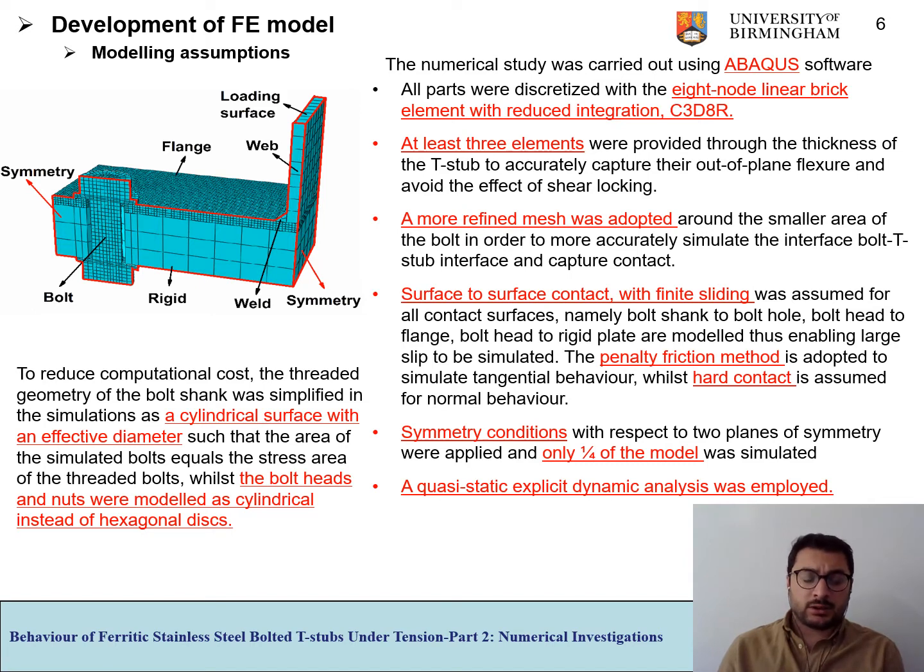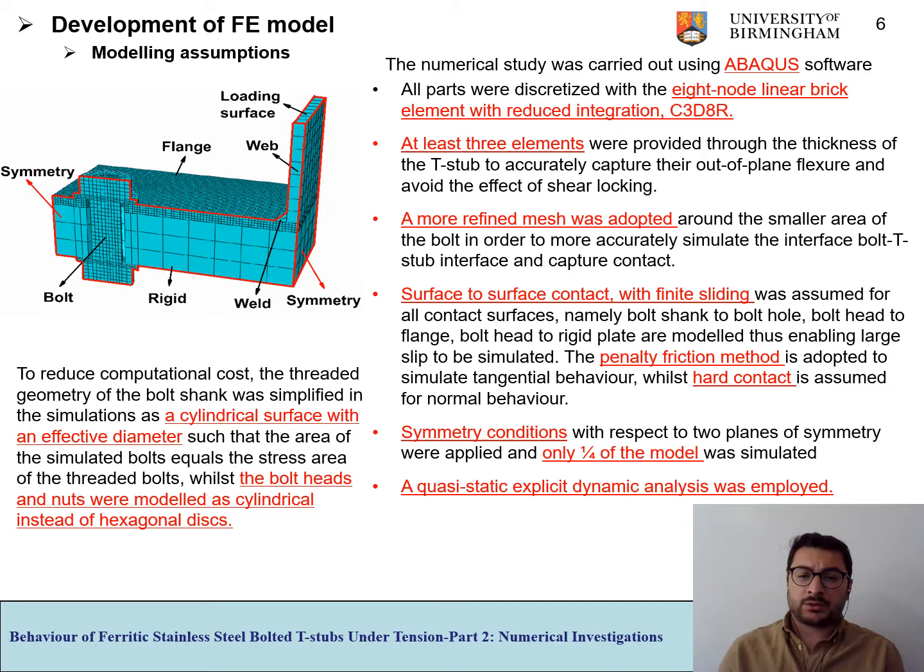For the assumptions used in the development of the finite element model, we used the Abaqus software to create the finite element model. All parts were discretized with 8-node linear brick elements with reduced integration. Also, at least 3 elements through the flange thickness were used to accurately capture the out-of-plane flexure and avoid the effect of shear locking. A finer mesh was adopted around the bolt area in order to more accurately simulate the bolt T-stub interface and capture contact.